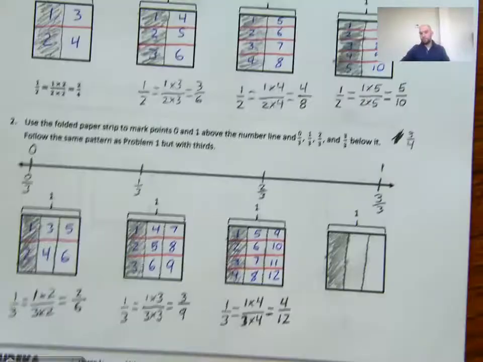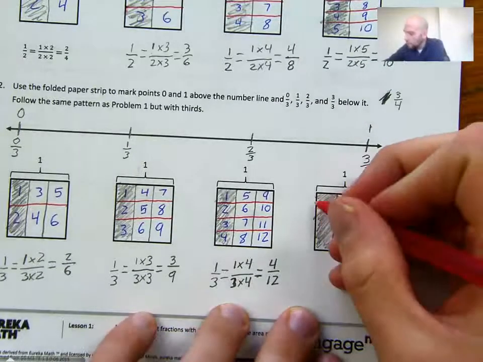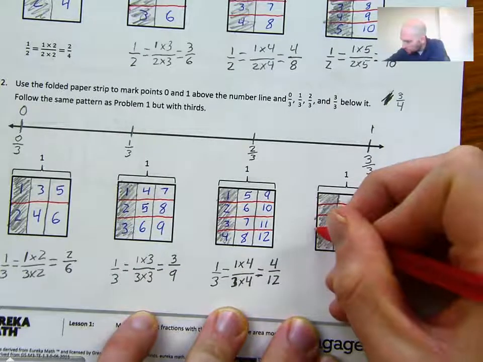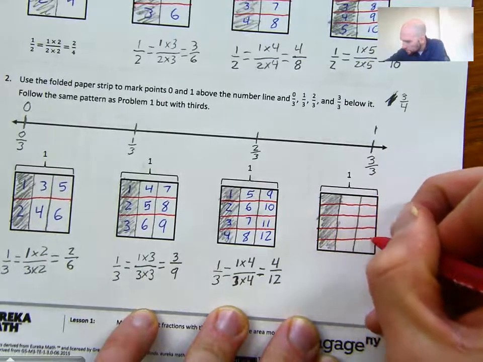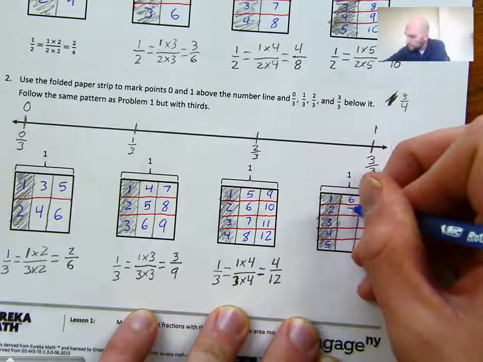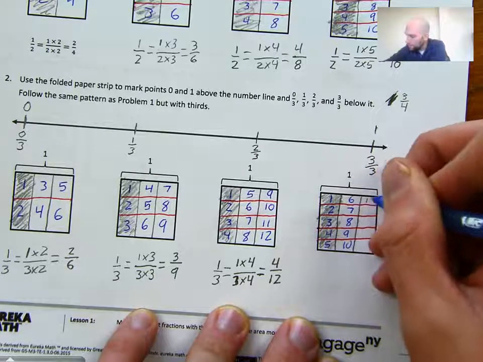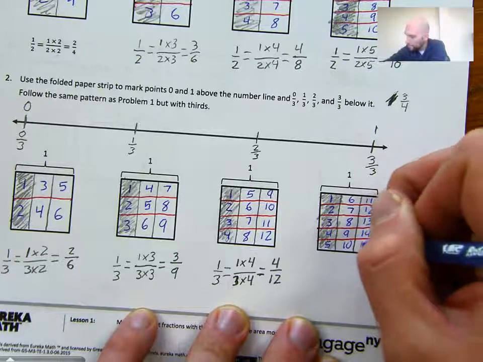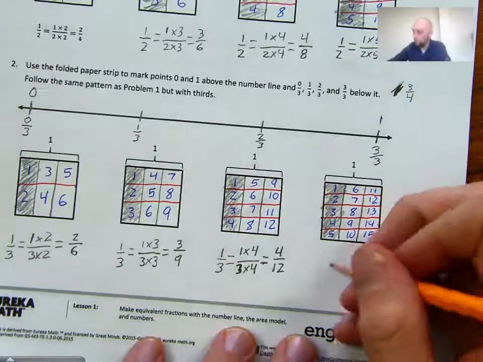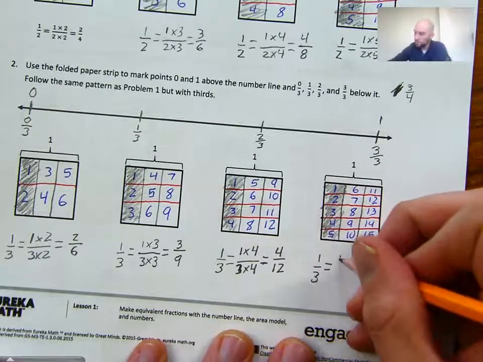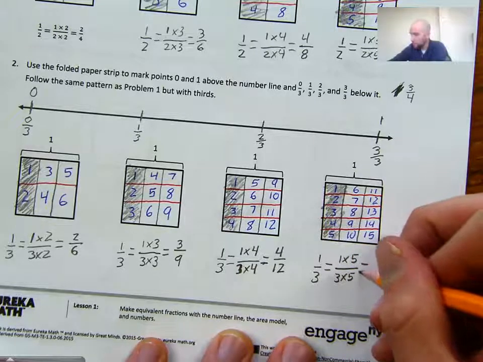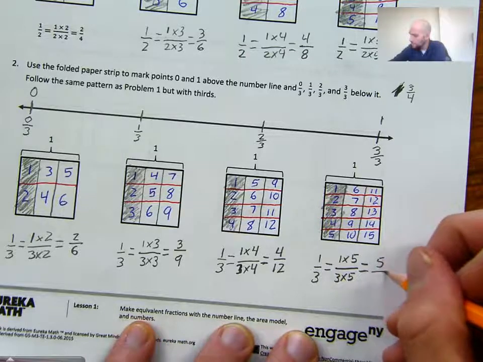And finally, look at this box right here. We're going to split into 5 pieces. So I have 1, 2, 3, 4 lines. And I have 1, 2, 3, 4, 5, 6, 7, 8, 9, 10, 11, 12, 13, 14, 15. I have 15 pieces, and 5 of them are shaded. The shaded portion is 5/15, which is equivalent to 1/3. 1/3 equals 1 times 5 over 3 times 5 equals 5/15.